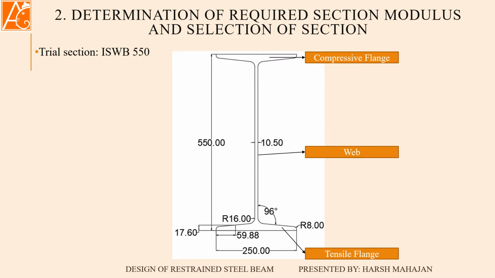So this is the drawing of the section. This is the to-the-scale drawing. We have the width of 250. Then this is the root radius of 16. Whole depth of the section is 550. Thickness of the web, thickness of the flange. The upper flange is known as the compressive flange, which is actually restrained by the concrete slab we have put on it. So we are considering it as laterally restrained. So these are the properties of the section.